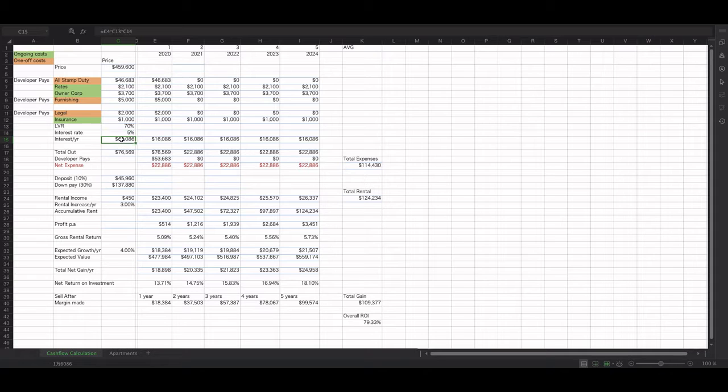So the interest per year, you can probably see in the calculation here, is the contract price times 70%, that's the principal, times the 5% interest rate. So that gives you about $16,000 to be paid per year as interest.